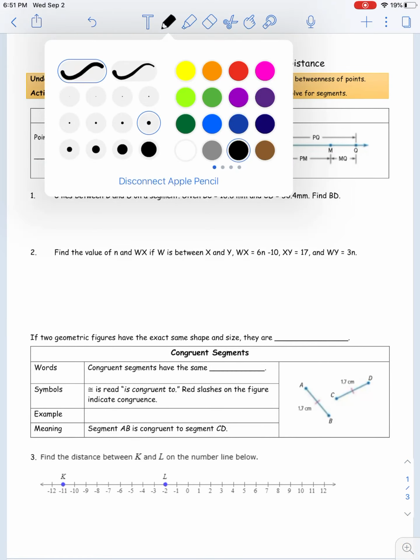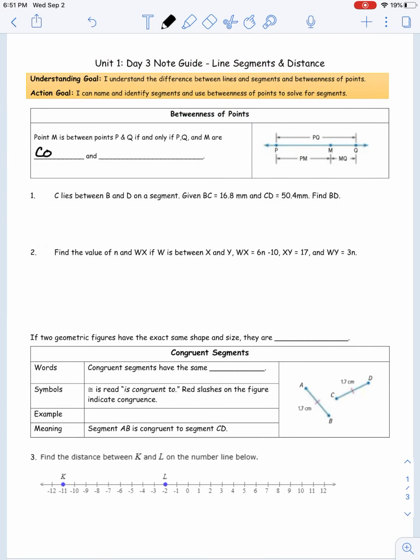Collinear, meaning all of those points are on the same line, and PM plus MQ equals PQ.